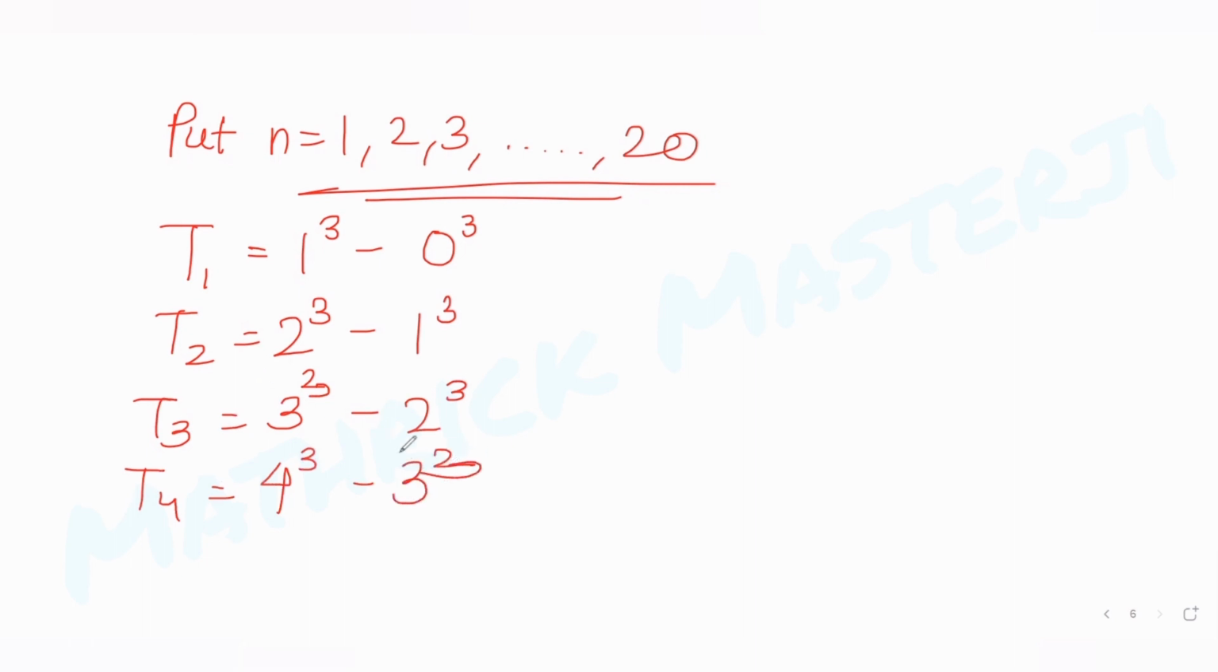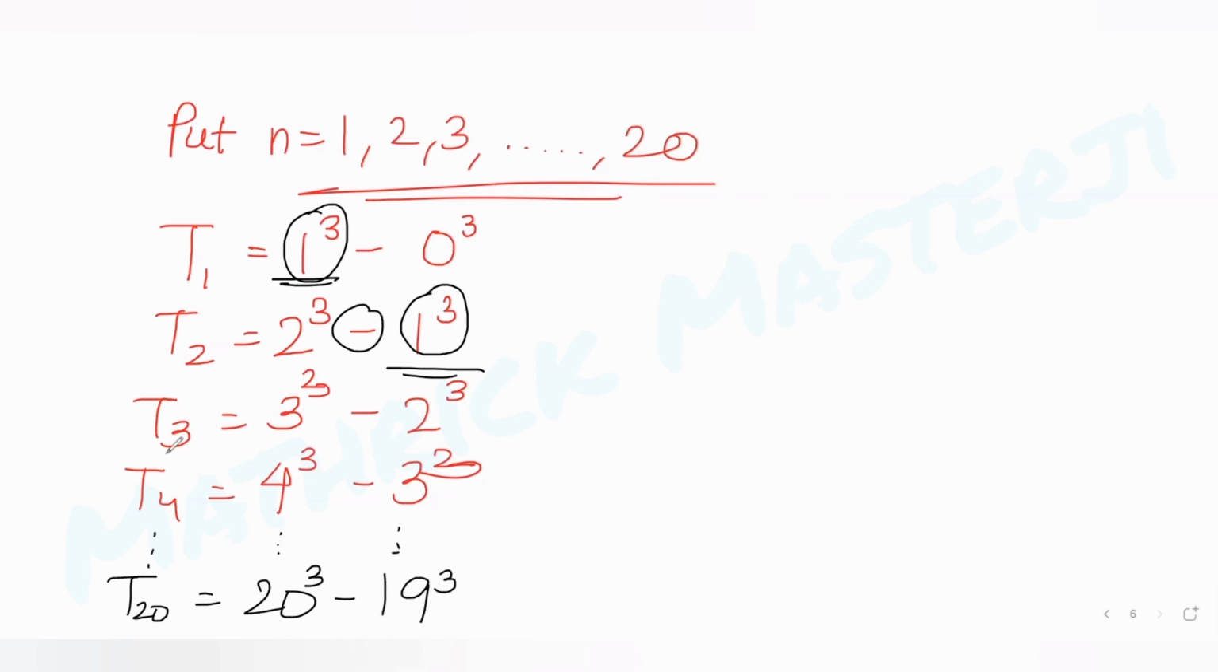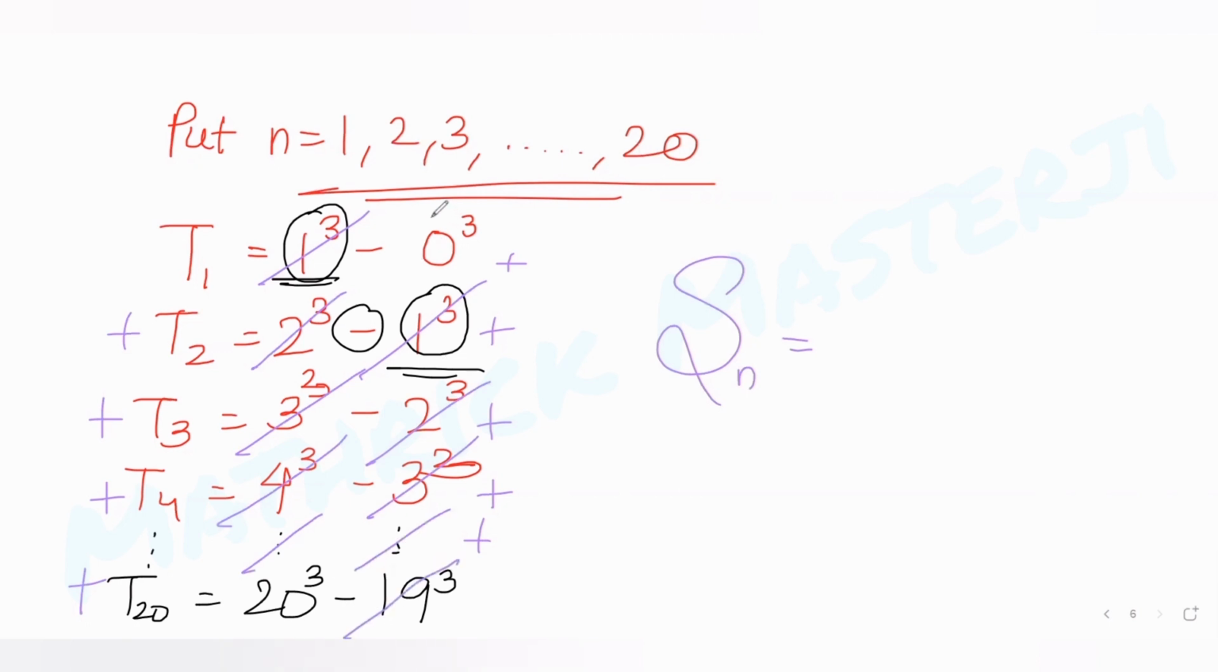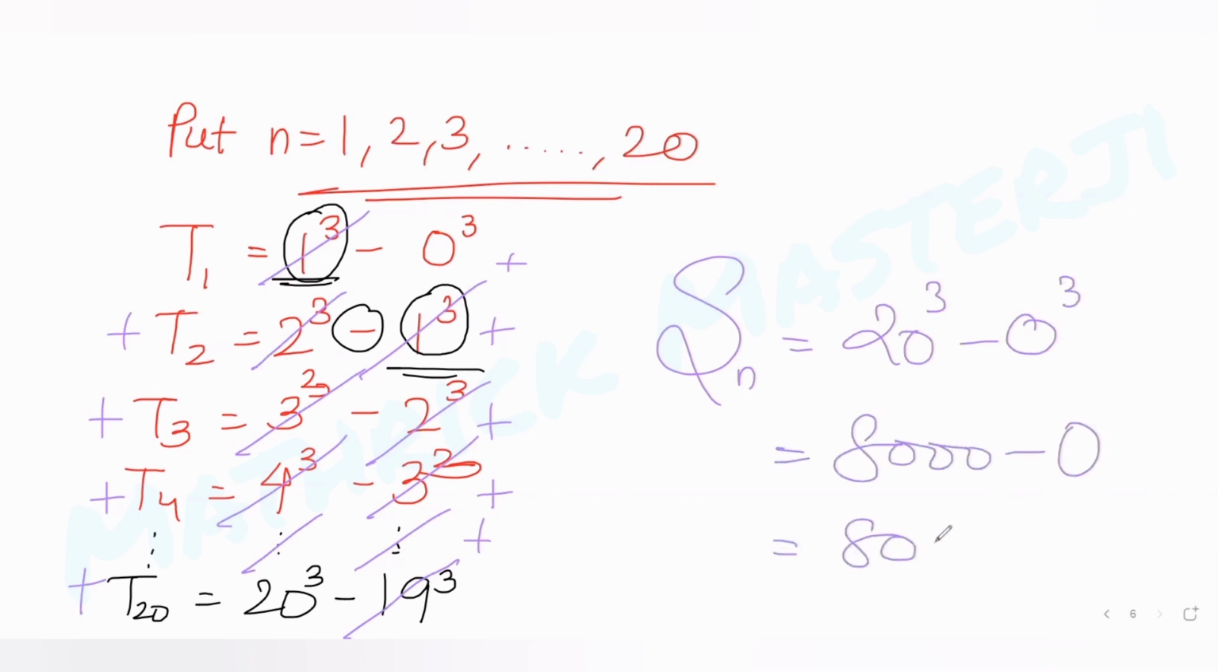Now what I see here is a pattern being developed: each term's first part becomes equal to the next term's second part, and both of them have opposite signs. So if this is positive, this has a negative sign. And likewise till the 20th term, I will have 20 cube minus 19 cube. So when I add all of that, because I need the sum of all of these 20 terms, I am adding my right hand sides as well. This and this, having opposite signs, get cancelled. So all of these terms are going to get cancelled except 20 cube and 0 cube. And that gives you 8,000 minus 0, and that is 8,000.